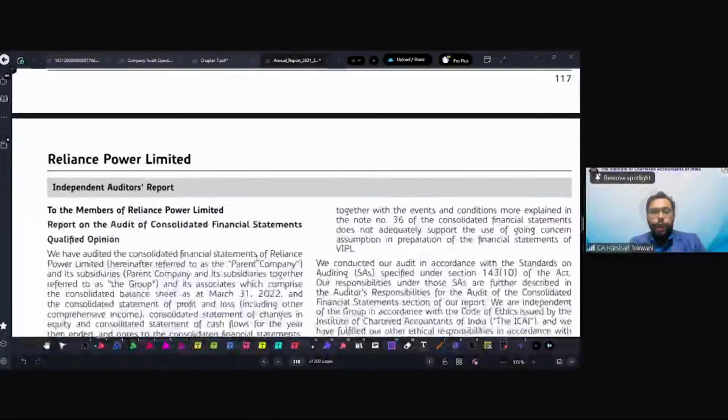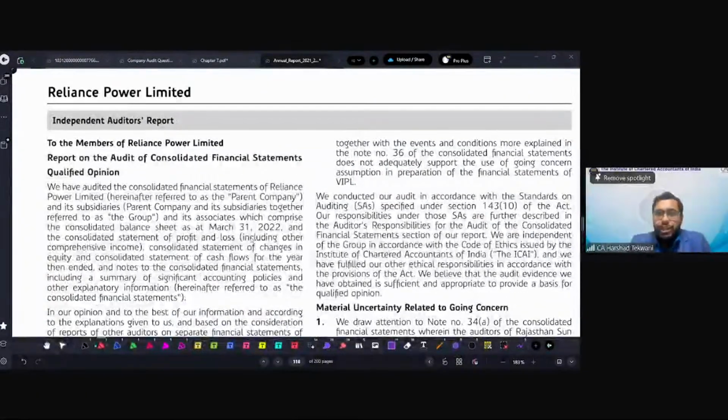See, here there is a qualified opinion. The first change that we are able to see is the change in the opinion paragraph or section title. Instead of Opinion, now we have the title as Qualified Opinion. Change in title. Plus, there is a change in wordings.